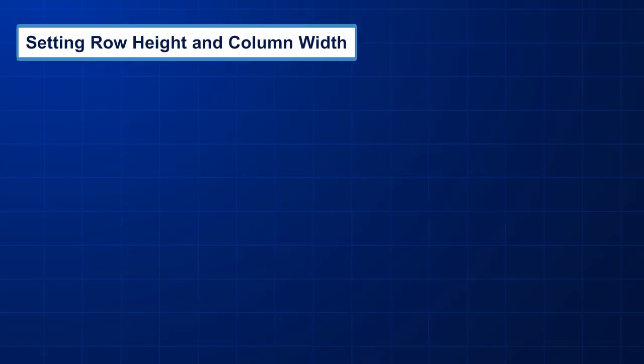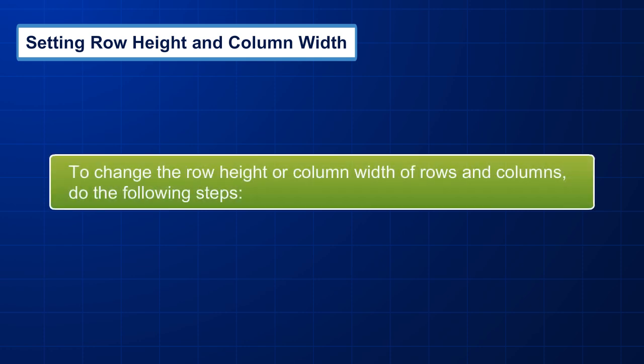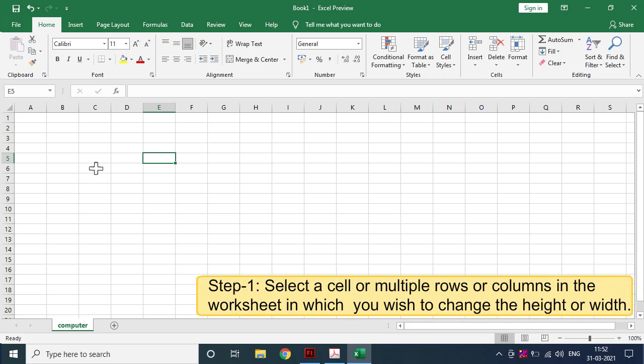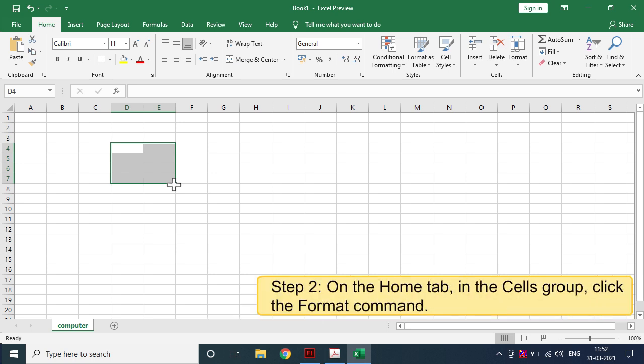Setting row height and column width. To change the row height or column width of rows and columns, do the following steps. Step 1. Select a cell or multiple rows or columns in the worksheet in which you wish to change the height or width.